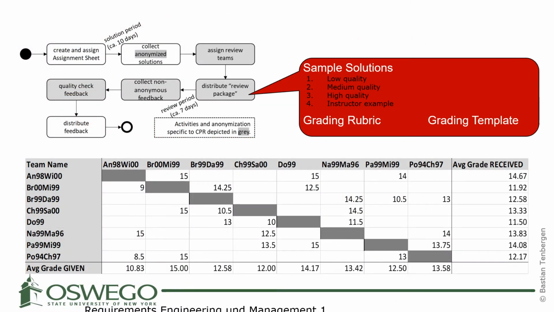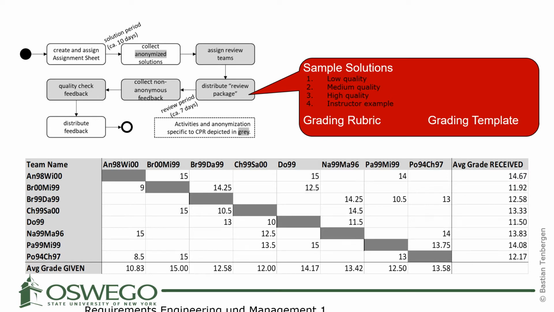So like I said, the share part we replaced with calibrated peer reviews, and this is how we've done it. Here in this activity diagram in the upper left corner, we'll see how we've done each assignment sheet. The gray parts here are the parts that are specific to calibrated peer review. Well, first we made the assignment sheets and we assigned them to the students, and then students had roughly 10 days or so to complete the solution. We collected the anonymized solutions, so making sure that there are no identifying markers on the solutions themselves.